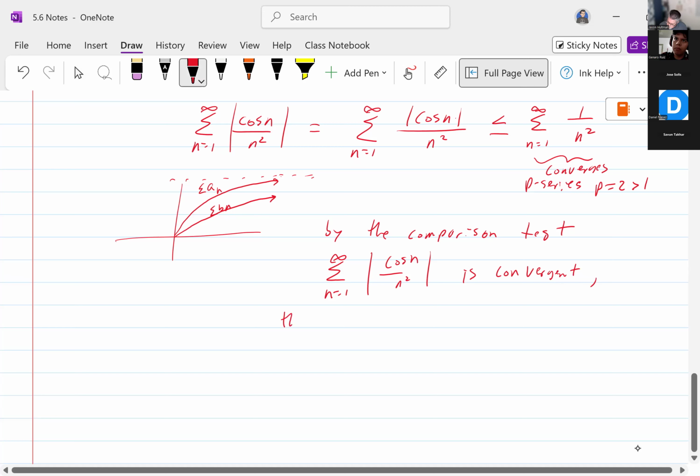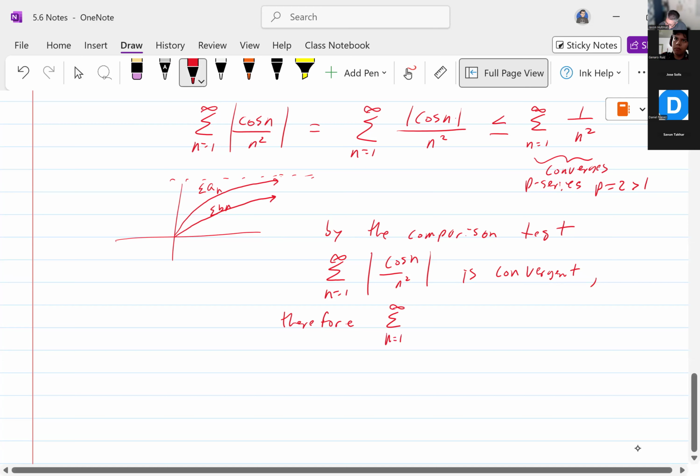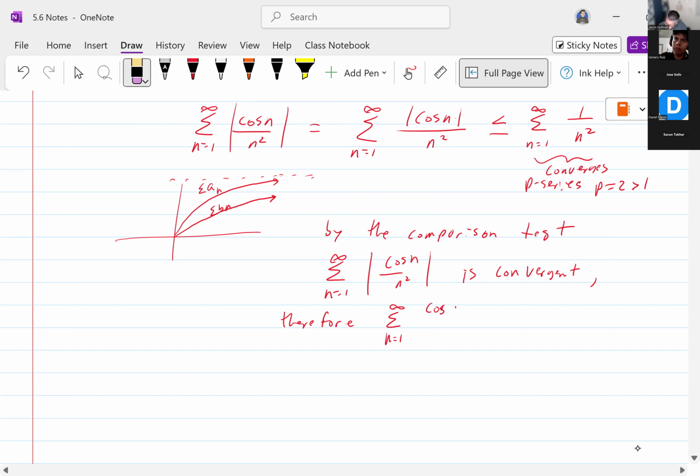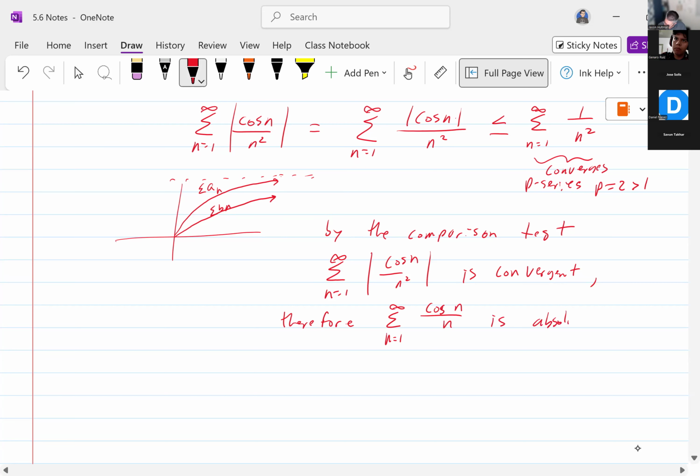Therefore, what do we know? Therefore, we know that the original series, which could have had negative values, which would make the sum even smaller, the summation n equals 1 to infinity of cosine n over n, is what we call absolutely convergent.